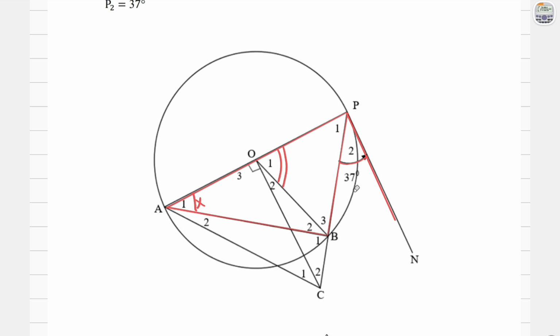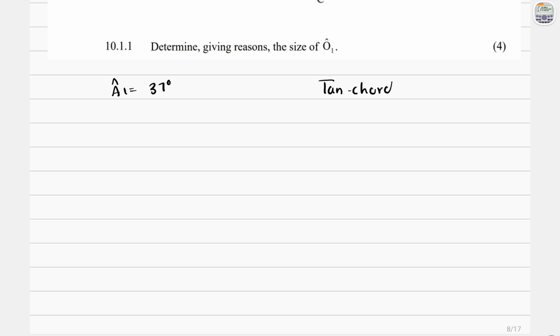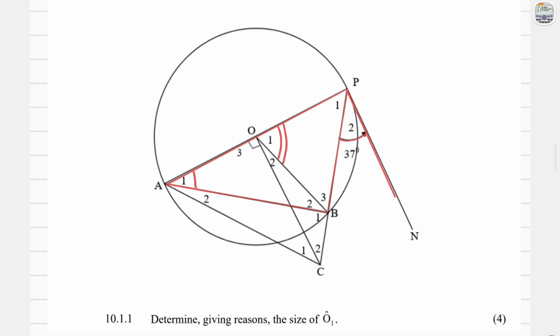Okay, so there we go. We know that angle A1 is going to be equal to 37 degrees now. So angle A1 equals 37 degrees, and that is because of the tan chord theorem. And since this is 37 degrees, what is the size of angle O1? If this is 37 degrees, then angle O1 is just double of this. So 37 times 2 is 74 degrees.